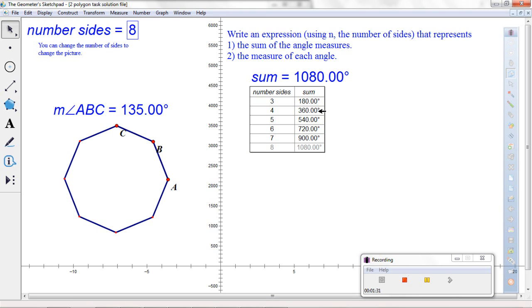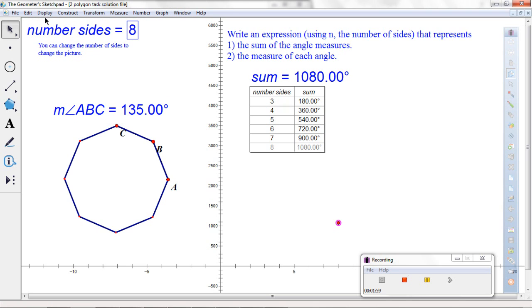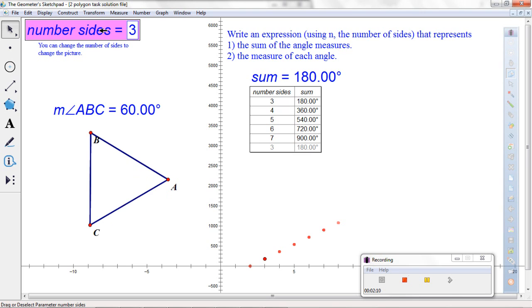So looking at the table, the student might be able to make a reference here and notice that from 180 to 360, you're changing by 180 degrees, to 540, to 720, and they might be able to notice that this is a linear equation with a slope of 180, or they might not. Another thing you can do is click on those and plot as a point. I'm also going to trace this point so I can see where it goes. And as I change the number of sides, this trace looks linear.